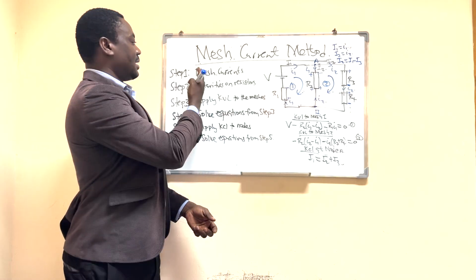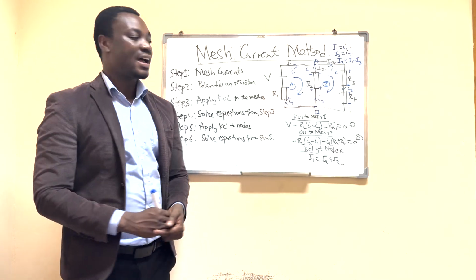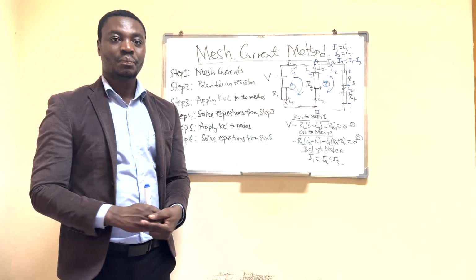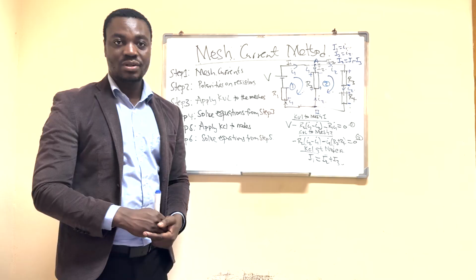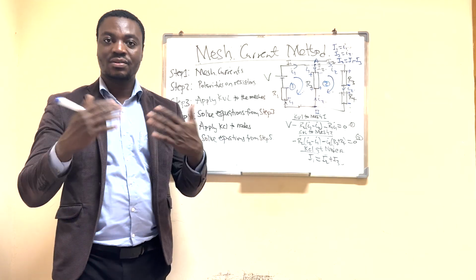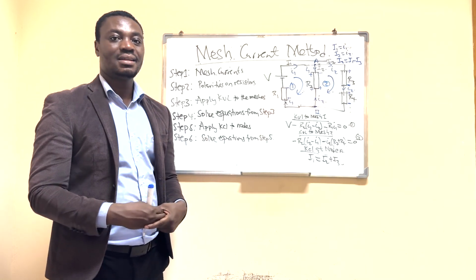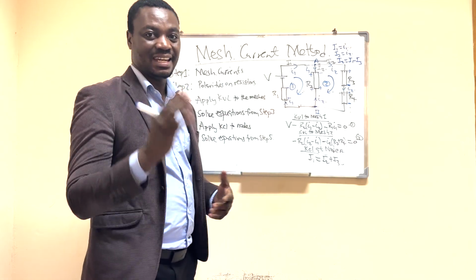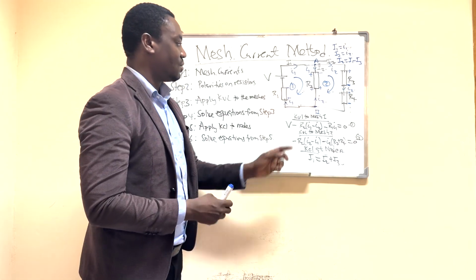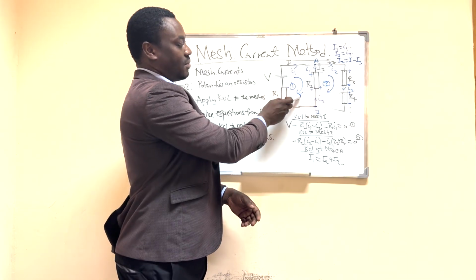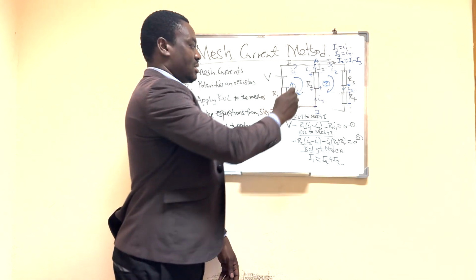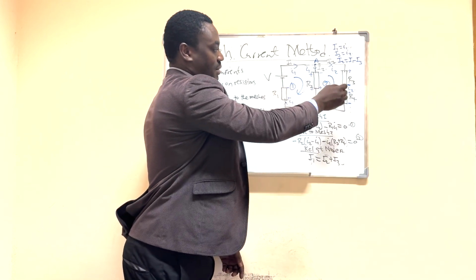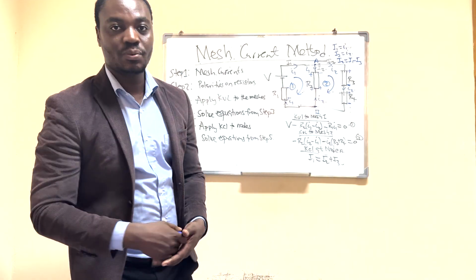So the first step, step 1, is mesh currents. What that means is that you assign current to the meshes in the circuit diagram, and a mesh is referred to as an independent loop. So it's a loop that does not contain any other loop inside it. If you look at this circuit diagram, for example, this is a mesh, because this is a loop and there's no other loop in it. Then this one too is a mesh. You don't have any other loop within it.